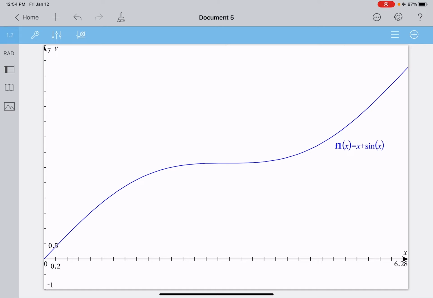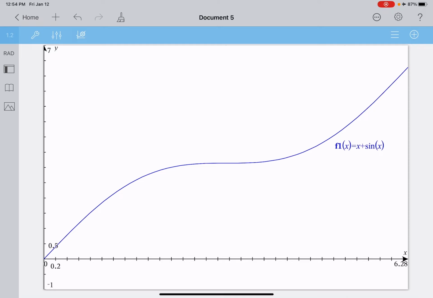Our minimum value is happening all the way over here on the left. When x is 0, it looks like y is 0. Our max value happens all the way over on the right when x is 2 pi. You can see that 6.28 down in the lower right-hand corner. That y value is a little under 7. I think that's 6.28 as well.